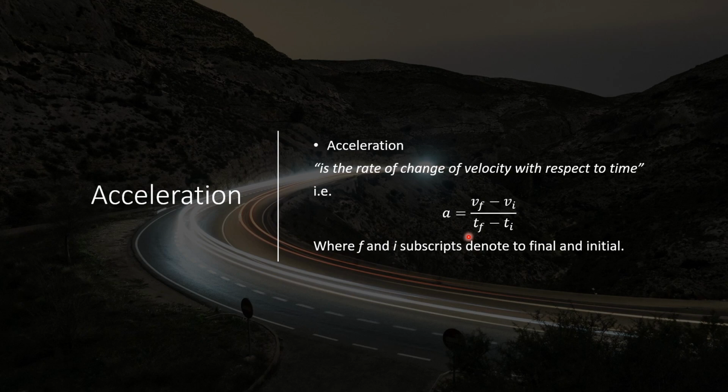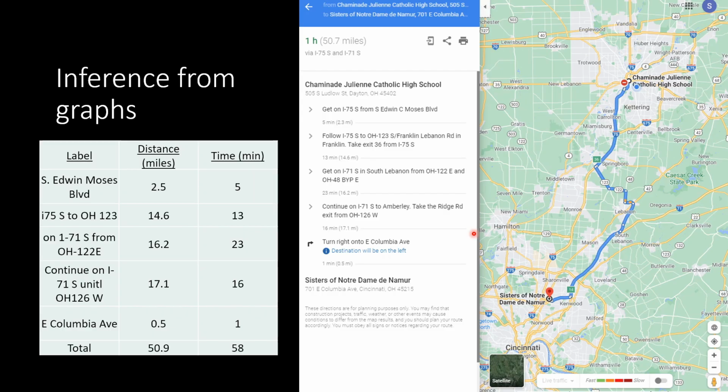So for this particular case, I mapped out a journey from CJ to the Sisters of Notre Dame campus over in Cincinnati. I took a different route this time. It's a total distance of about 50.7 miles, and it will take about 1 hour to complete. Now the route directions are based on Google Maps.